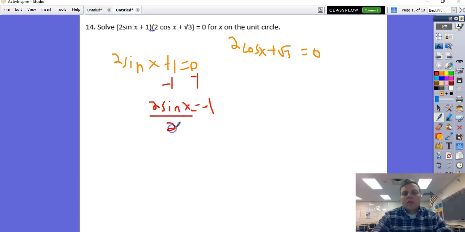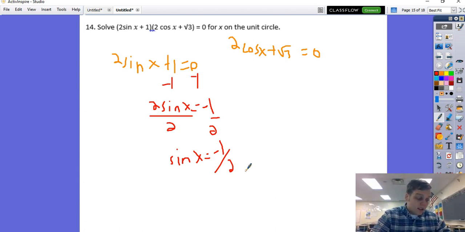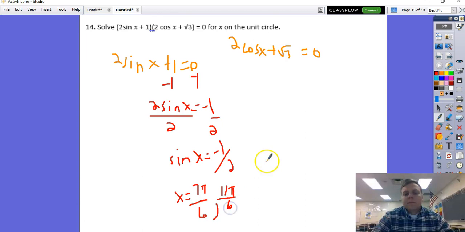Divide both sides by 2. So we get sine x is equal to a negative 1/2. Which that's not hard to do. We grab our trig chart. We look at sine. Sine is equal to negative 1/2 at 2 places. 7 pi over 6 and at 11 pi over 6. So we get x is equal to 7 pi over 6 and 11 pi over 6. And then we need to go solve for cosine over here.